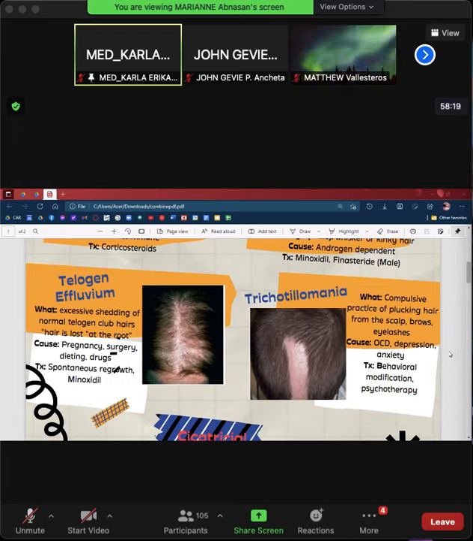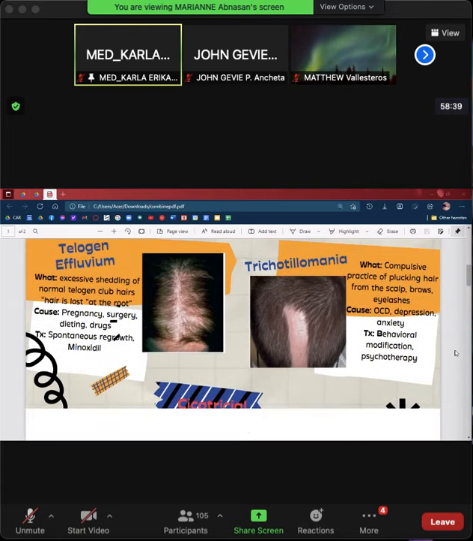And the last common one is trichotillomania or trichotillosis. This is a compulsive practice of plucking hairs from the scalp, the brows, and the eyelashes. This is usually a manifestation of OCD, depression, and anxiety. So the treatment would focus on behavioral modification and therapy.